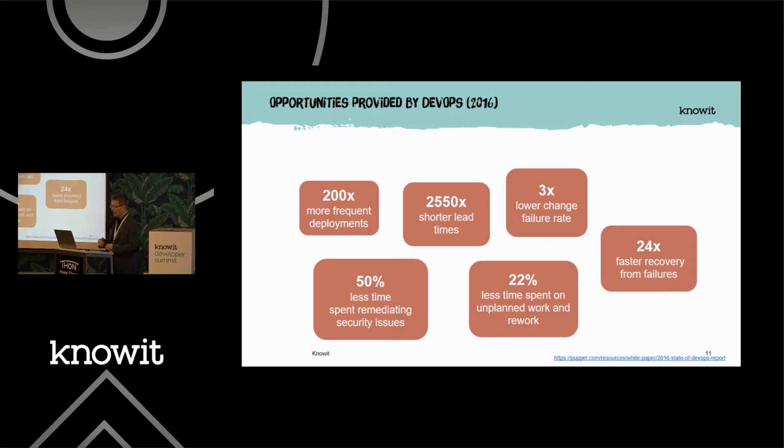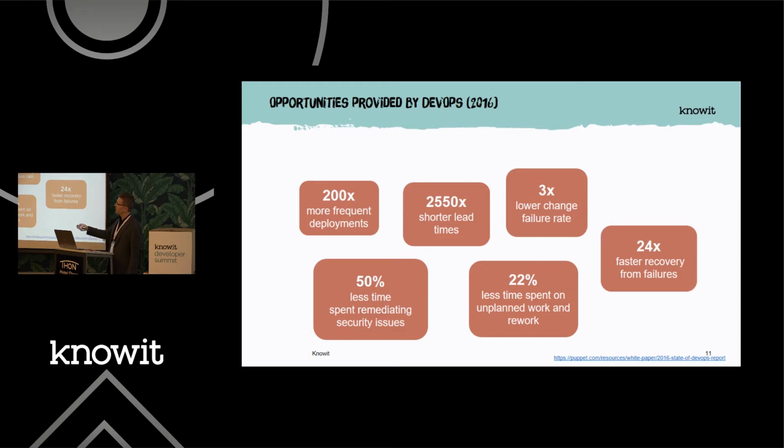So, for example, the lead times, how fast you can get from an idea into something in production. When companies start engaging in DevOps, they actually are 2,550 times faster in the 2016 study than previously. This is an enormous productivity increase, or speed increase, really.